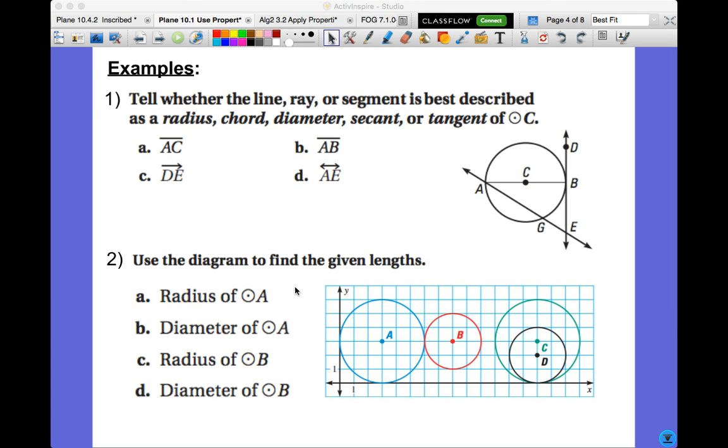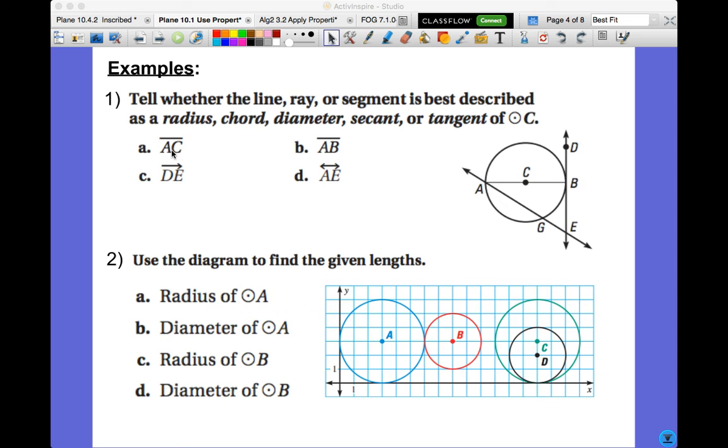Hello everyone. Let's do some examples with circles. The first example, we need to tell whether the line, ray, or segment is best described as a radius, chord, diameter, secant, or tangent of circle C. So here we have circle C with the center is C, therefore the name.